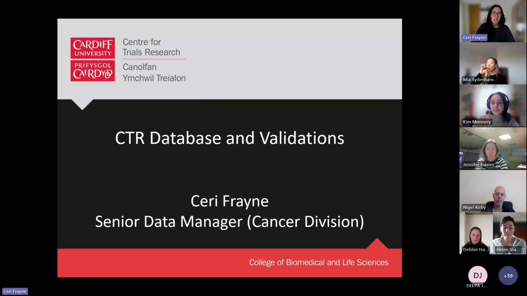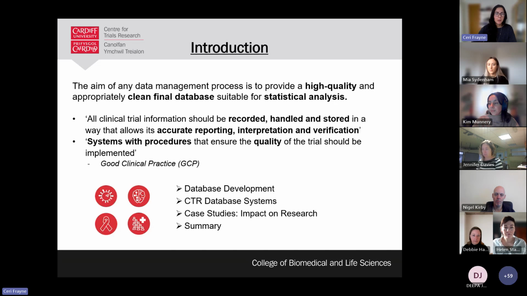Okay, so my name is Frayne. I'm the Senior Data Manager for the CTR Cancer Division, and my section will focus on the use of databases and validations. So the aim of any data management process is to provide a high quality and appropriately clean final database suitable for statistical analysis. Extracting some keywords from GCP, there needs to be accurate recording, handling and storage with systems that must ensure the quality of the trial. So this presentation will give a very brief overview on how the CTR designs and builds databases, examples of databases we use and their application in 2 case studies.